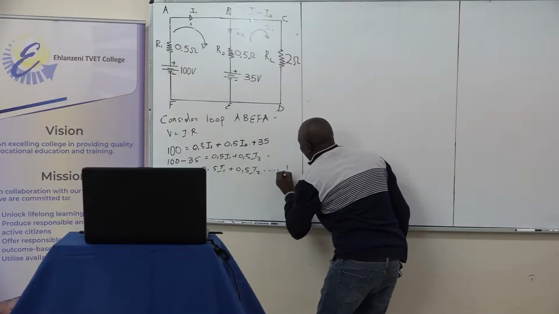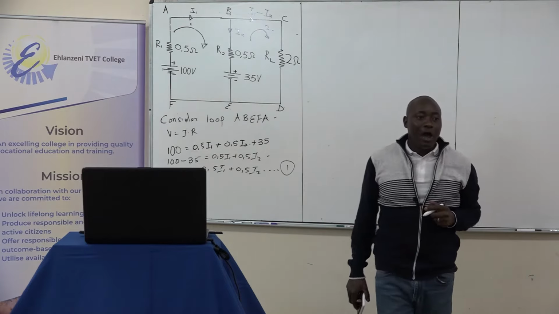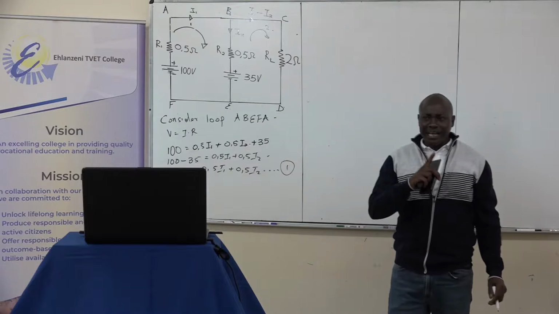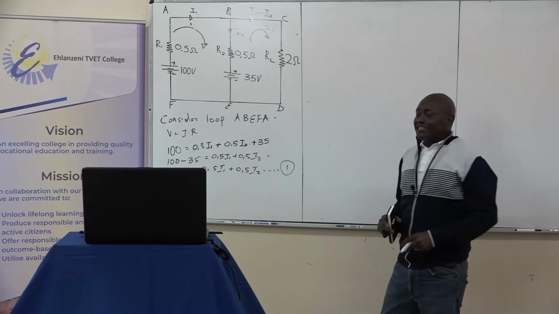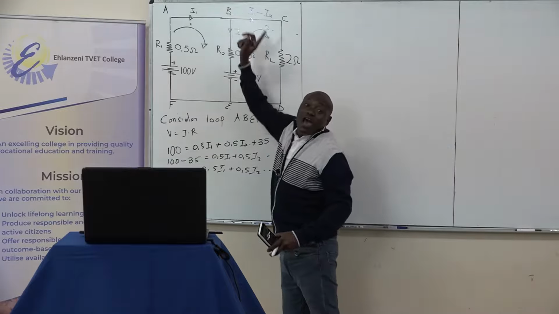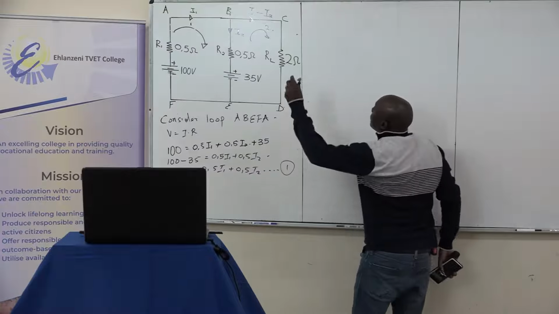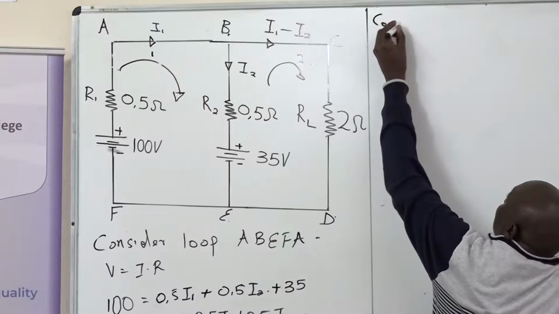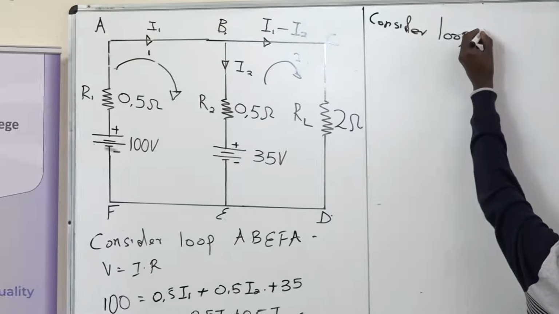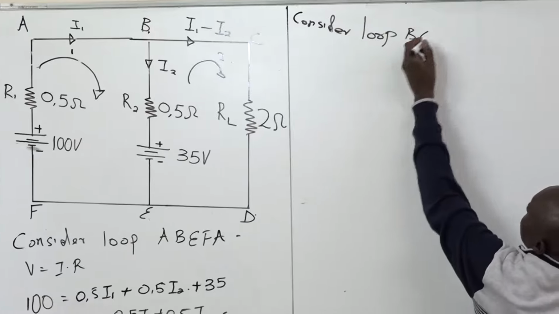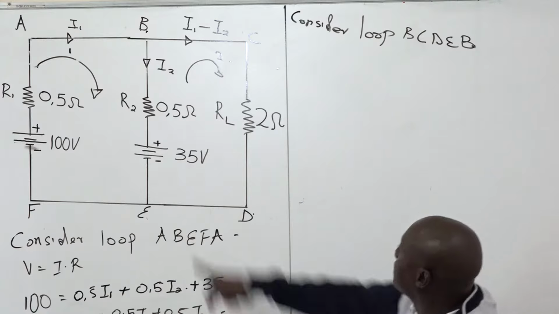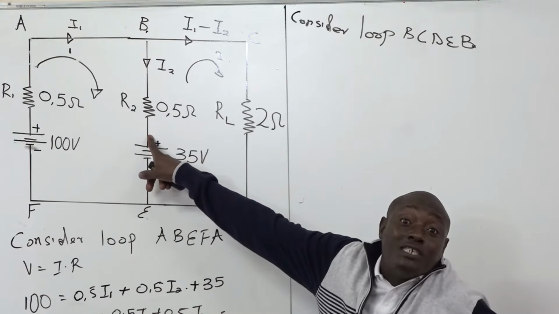I will name this as the first equation. For the second equation, as they said, the second equation is supposed to be B, C, D, E, F. I will follow the instruction by saying that I will consider the loop B, C, D, E, back to B. Always I'll start from the supply, which is the positive side there.